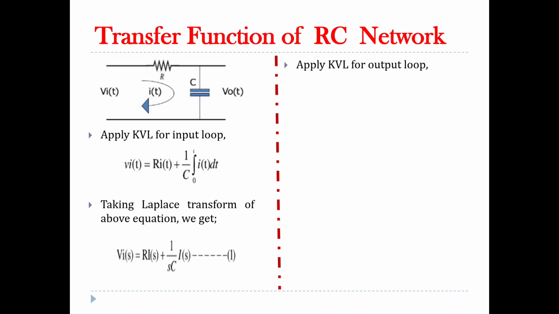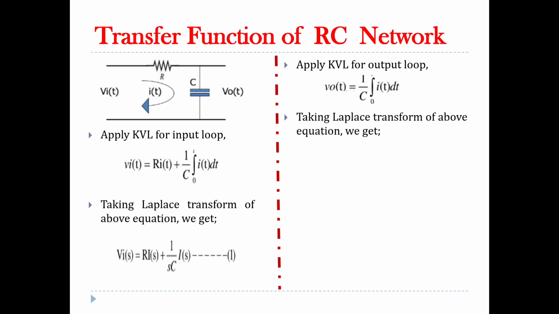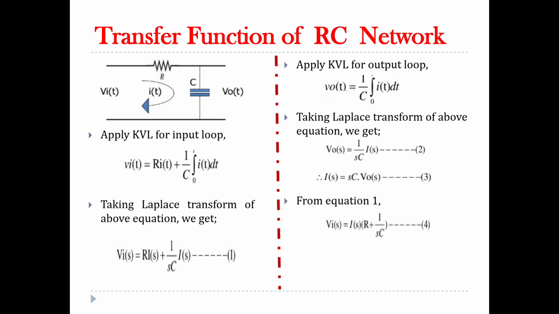Now applying KVL for the output loop, we get v0(t) = 1/C ∫ from 0 to t i(t) dt. Now taking the Laplace transform of the above equation, we get V0(s) = 1/(Cs) I(s), which can again be written as I(s) = sC V0(s). Now substituting this value of I(s) into equation 1, we get Vi(s) = I(s) into R + 1/sC.